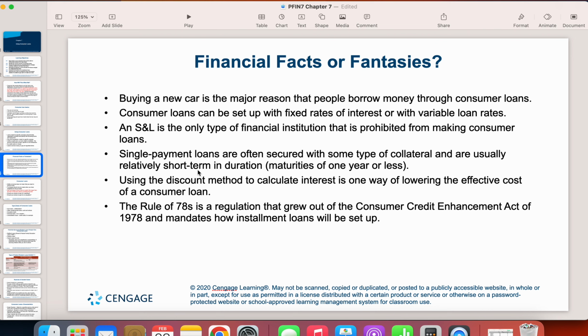Single payment loans are often secured with some type of collateral and are usually relatively short term in duration, so maturity of 1 year or less. That's not true. They are normally secured with a type of collateral, but they're not necessarily short term. You can use the discount method or the add-on method to calculate interest. But the discount method isn't a method of lowering the effective interest. It's just a way of thinking about what the interest is on that loan.